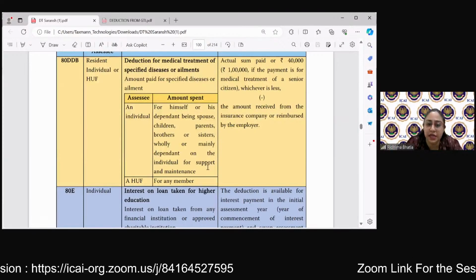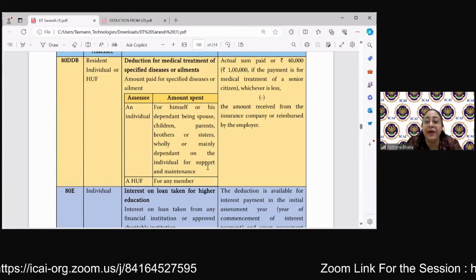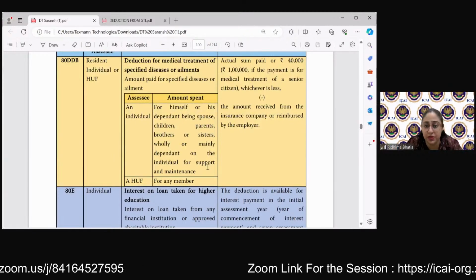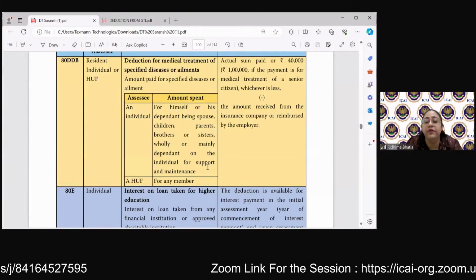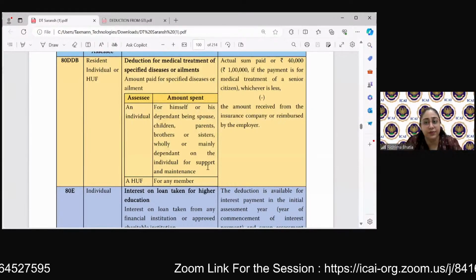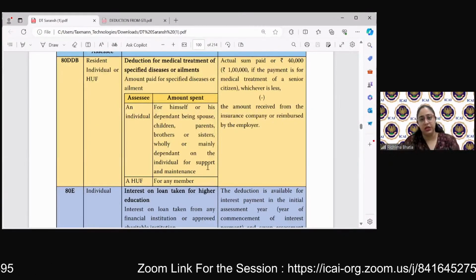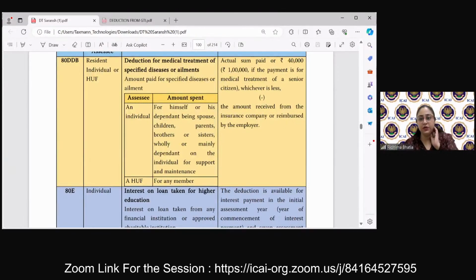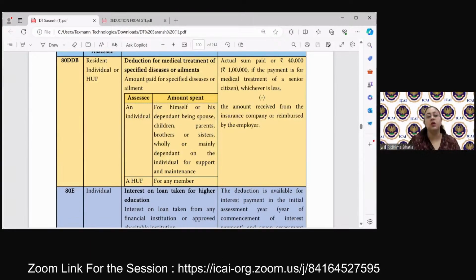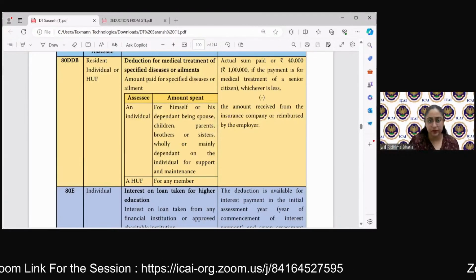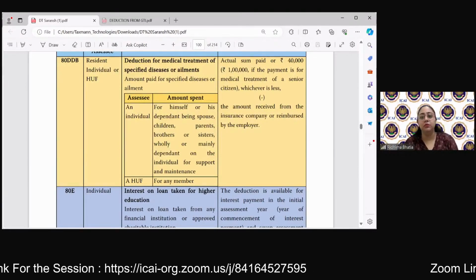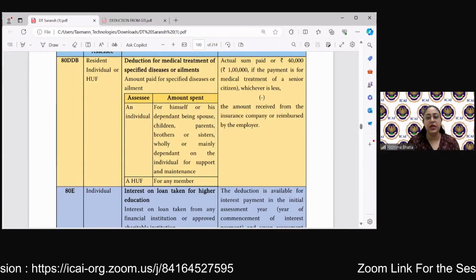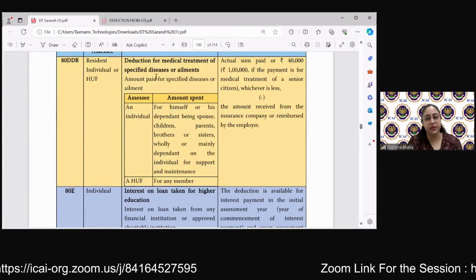So, if the assessee himself or for his dependent, who has to be spouse, children, parents, brother, sister, does the expenditure for specified diseases, the deduction is allowed. Now, the deduction is actual treatment expense or 40,000, whichever is lower. Suppose actual treatment is 10,000, then you'll get a deduction of 10,000. Actual treatment is say 60,000, you'll get the deduction of 40,000.